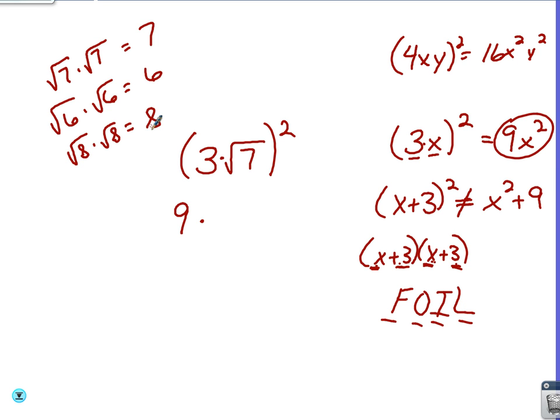So, we see a shortcut. If I want to do the square root of 3 squared, I do the square root of 3 times the square root of 3, which is the square root of 9, which is 3. If I do the square root of 4 squared, that's the square root of 4 times the square root of 4, which is the square root of 16, which is 4. Why does it work like that?